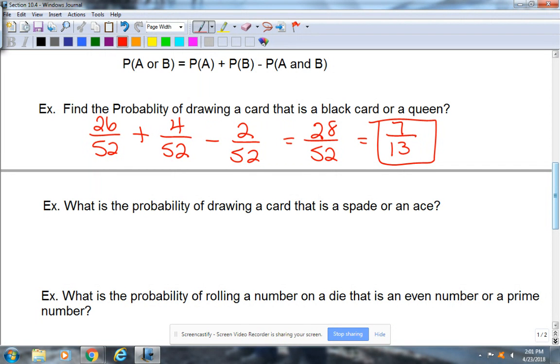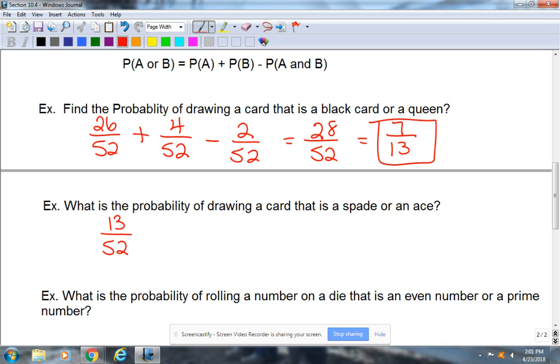What is the probability of drawing a card that is a spade or an ace? Well, how many spade cards are in a deck of cards? 13, right? A fourth of the deck. We don't count jokers. A standard deck is talking about the main 52 cards. So 13 out of 52 are a spade.